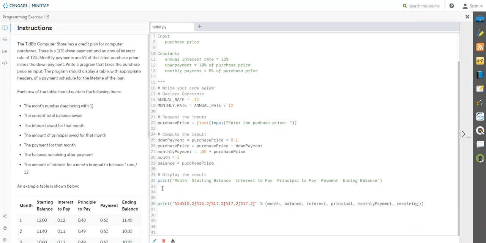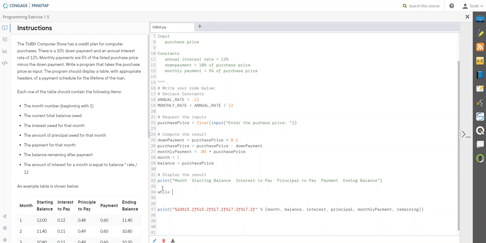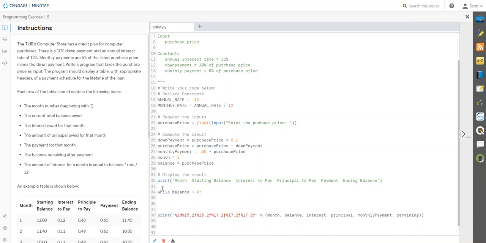Okay, so with that said, we're going to go through line by line. Let's say while balance is greater than zero, colon, enter. So now I'm in this while loop.